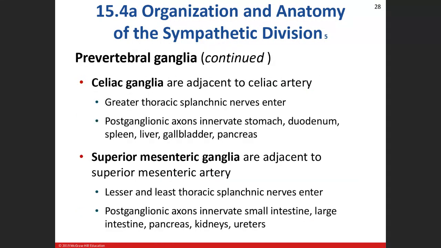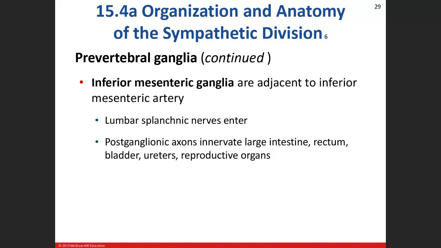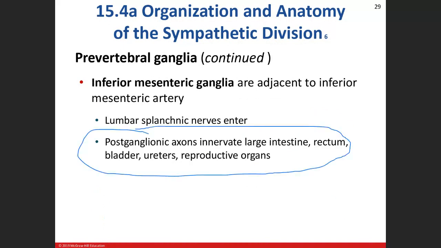I'm not going to go through each of these again, but for the celiac ganglia and the superior mesenteric ganglia, you want to know what they're going to be supplying. Again, these are all structures in the abdominopelvic cavity, with all those prevertebral ganglia. Now we're going to talk about the 4 different pathways.